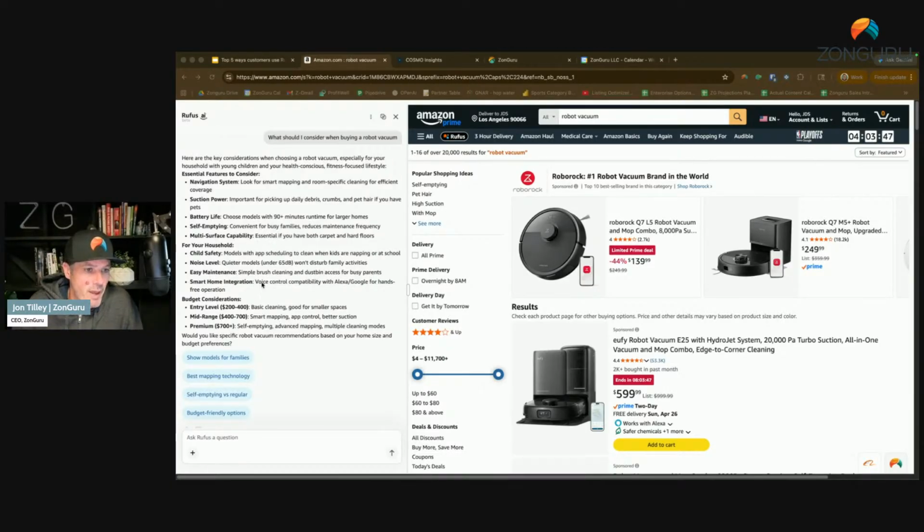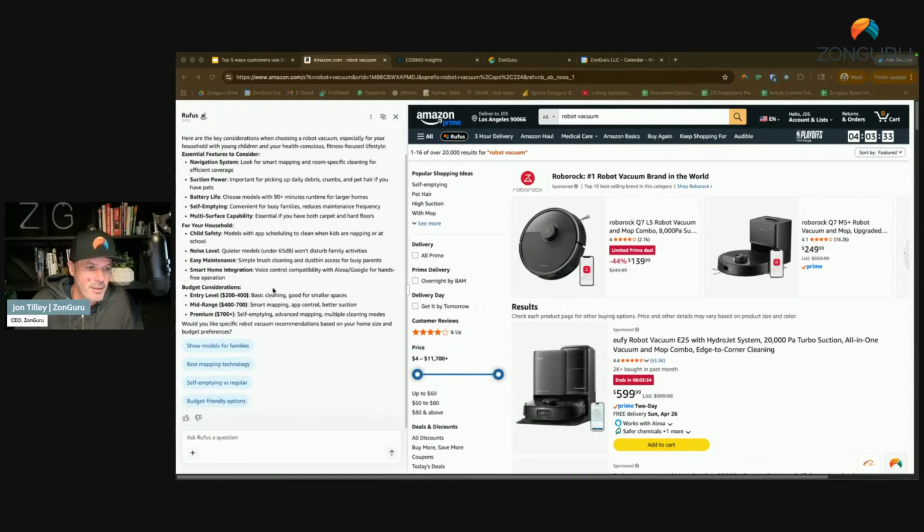Wow. Rufus is actually giving me some information. Self-emptying, convenient for busy families. Multi-surface capability, carpets, hardwood, for household, child safety, models with app scheduling to clean. Okay, cool. Noise level, quieter models, interesting. Easy maintenance, smart home integration, right? Budget considerations, 200 to 400 bucks, 400 to 700 plus. Like that's an amazing amount of information educating me on this product category before I've even clicked on any listings. How long will it take me to figure out those are all the things I should be considering by just not engaging with Rufus, right? A long time. So I'm sure you guys can see the quality level of what you're getting out of this before you're even going to go in and buy.